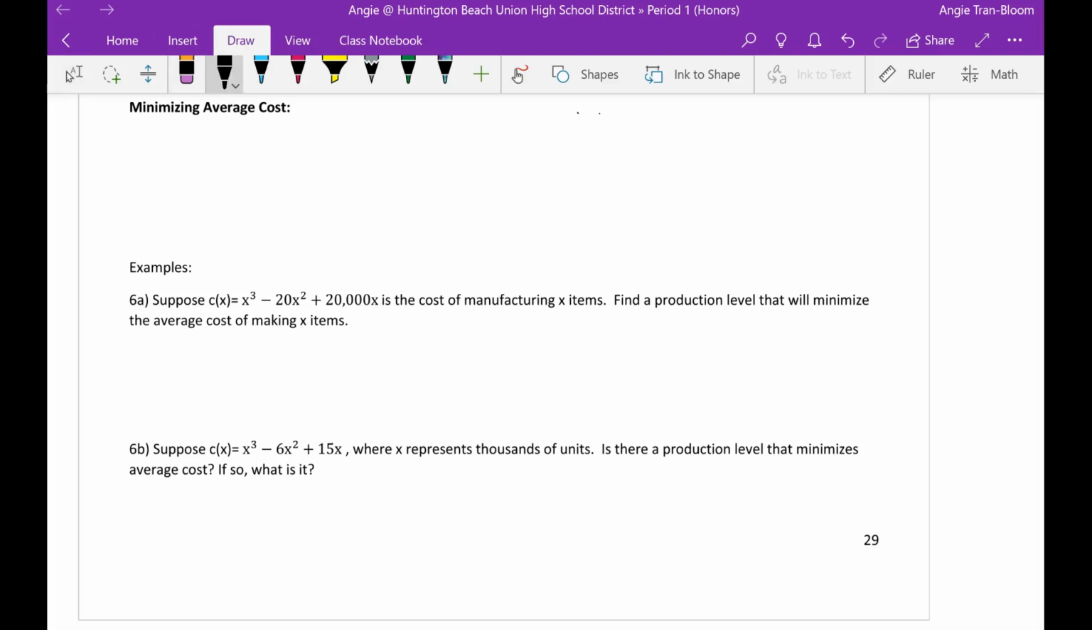Hey guys, all right, so this is the continuation of 4.4 notes. Let's start with the minimum average cost.